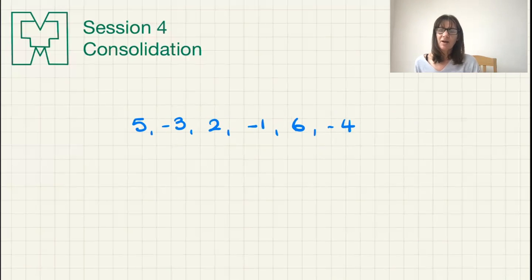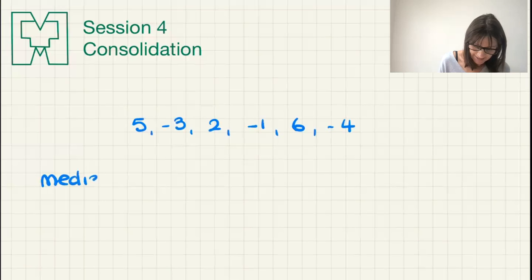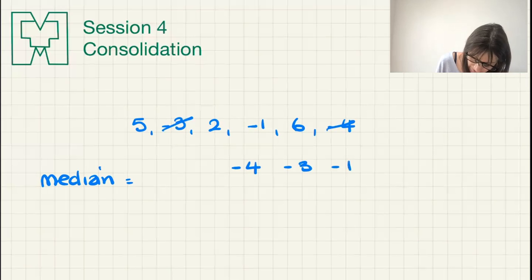Okay, I want you to find the median. So I want you to hit pause and press play when you're ready. You are finding the median. Okay, this is a really good example of trusting in your method. We know the first thing we do is we put them in order. So we just got to be thinking about our number line and putting these in order. So -4 is the smallest, then it's -3, then it's -1, then it's 2, it's 5, and it's 6.